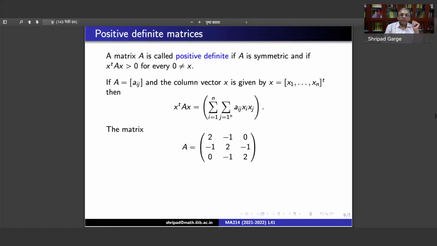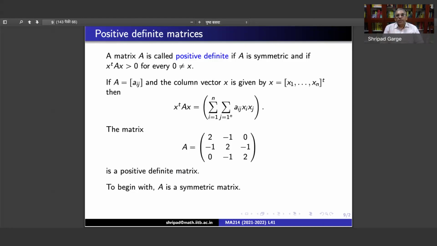So the matrix then, so let's do an example. We have this matrix: 2 minus 1 0, minus 1 2 minus 1, and 0 minus 1 2. We want to know whether this is a positive definite matrix, and the statement is that yes, it is a positive definite matrix. So we need to compute that x transpose Ax and see whether it is bigger than 0 for every non-zero x. But before that, we begin with observing that our matrix is indeed a symmetric matrix. So you can now go to the next condition.